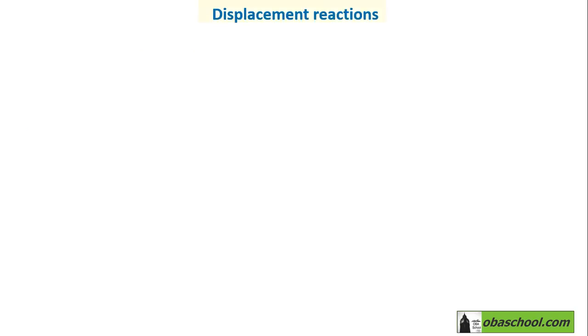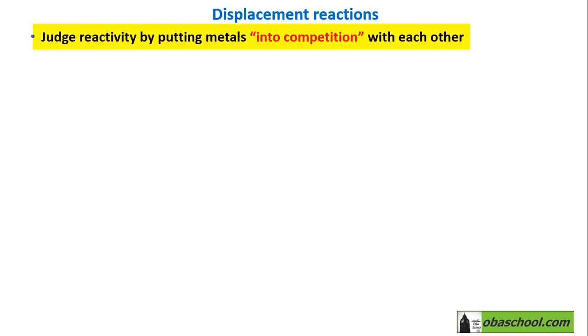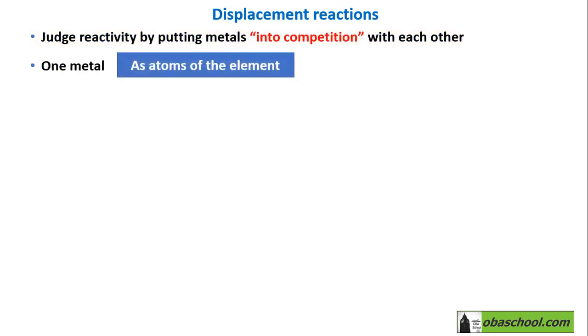Let's discuss now displacement reactions that are related to the metal reactivity series. You have now seen how to use the reactions of metals with water and dilute acid to get an order of reactivity, which you have already seen in the previous tutorial. Now, you can also judge reactivity by putting the metals into competition with each other. What do we mean by that? We mean that one metal starts off as atoms of the element and the other metal as positive ions in a solution of one of its salts.